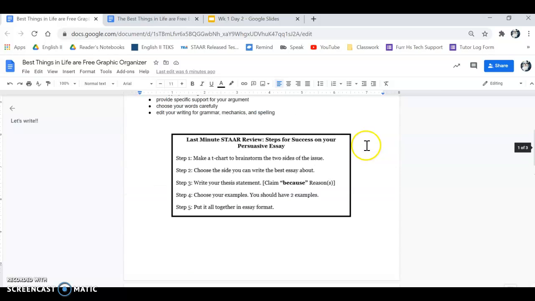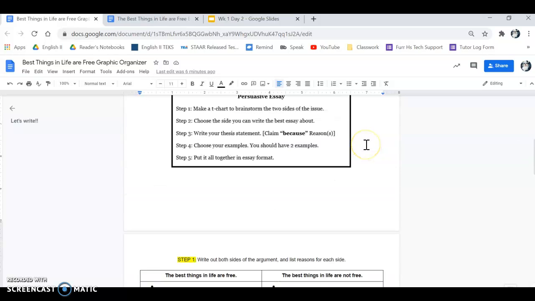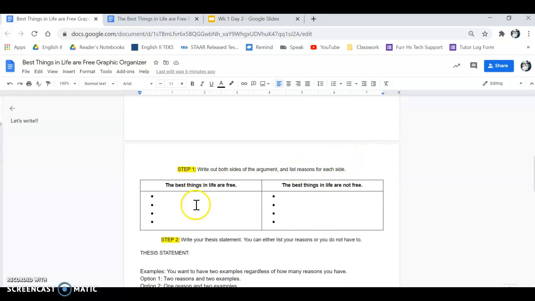The first one is make a T-chart and brainstorm the 2 sides of your issue. Ms. Vernon and I have already made a T-chart for you. Write out both sides of the argument and list reasons for both sides. For the best things in life are free, you could talk about your family, things like that. For the best things in life are not free, you can talk about, I don't know, Ms. Cyrus' iPad, material things that you buy. But you need arguments for both sides, evidence for both sides.